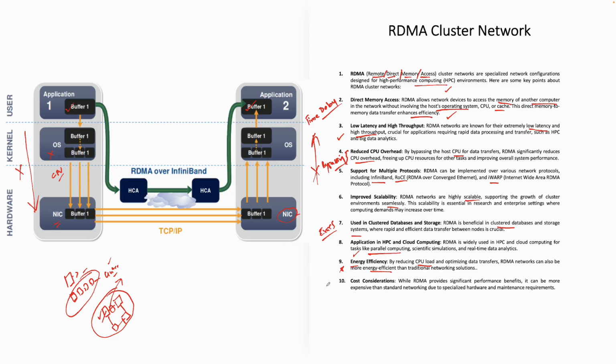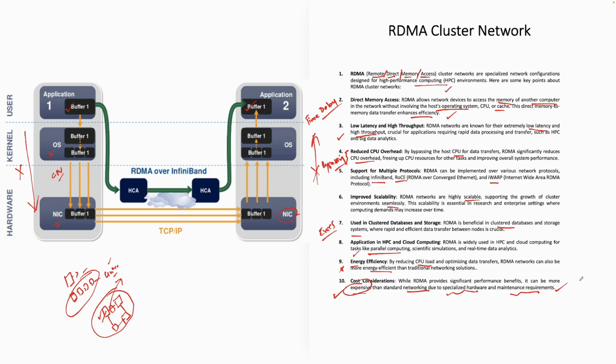And yes, there are certain cost considerations which you need to be aware of. They are not very cheap. So while RDMA provides significant performance benefits, it can be much more expensive, guys. Remember that when you're implementing HPCs, RDMA cluster networks are expensive to set up than the traditional networking. The reason is simple, right? You need specialized hardware and maintenance requirements for RDMA cluster network. It's a newer technology as well. And it is not cheap. It's the cost that you need to be aware of.